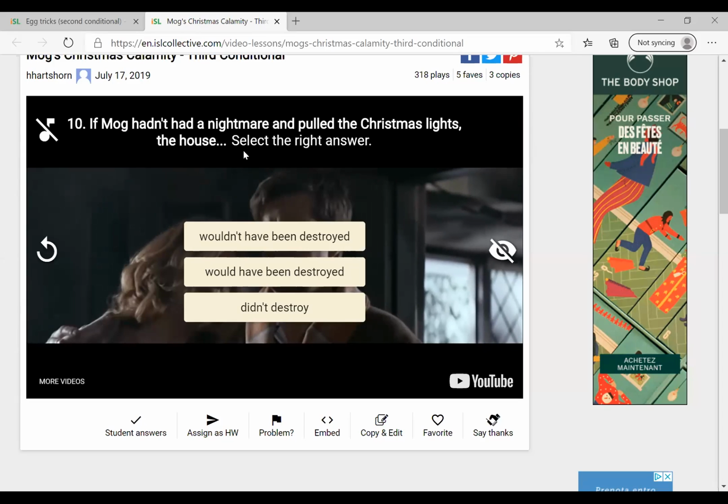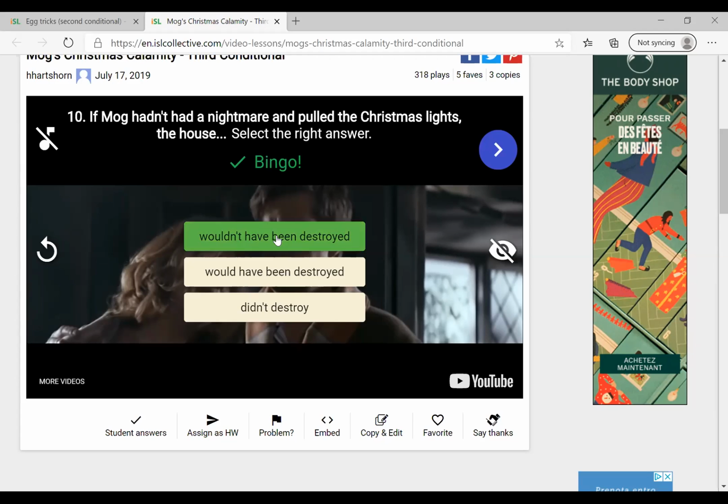Sandrine? If Mog hadn't had a nightmare and pulled the Christmas light, the house wouldn't have been destroyed. Of course, that is the easiest. Again, have, good. You see, don't forget here, have. Wouldn't have been destroyed.